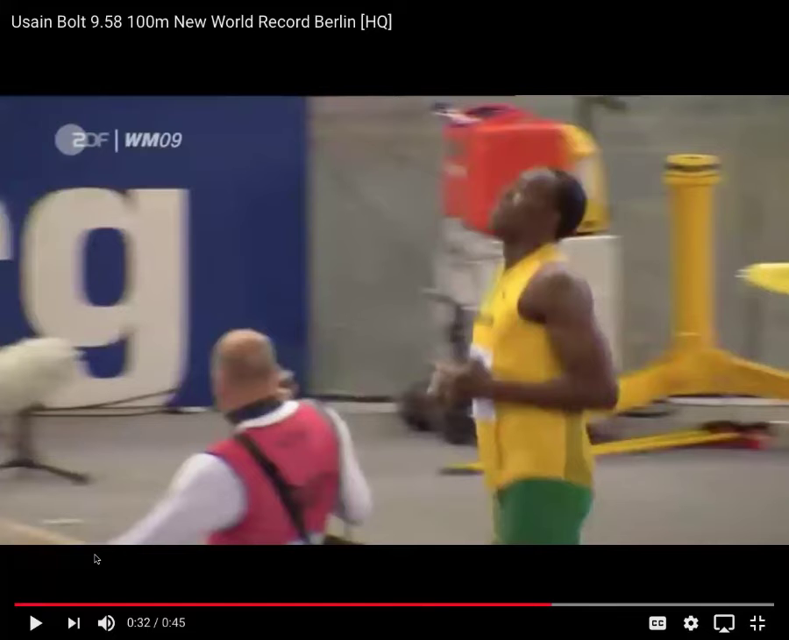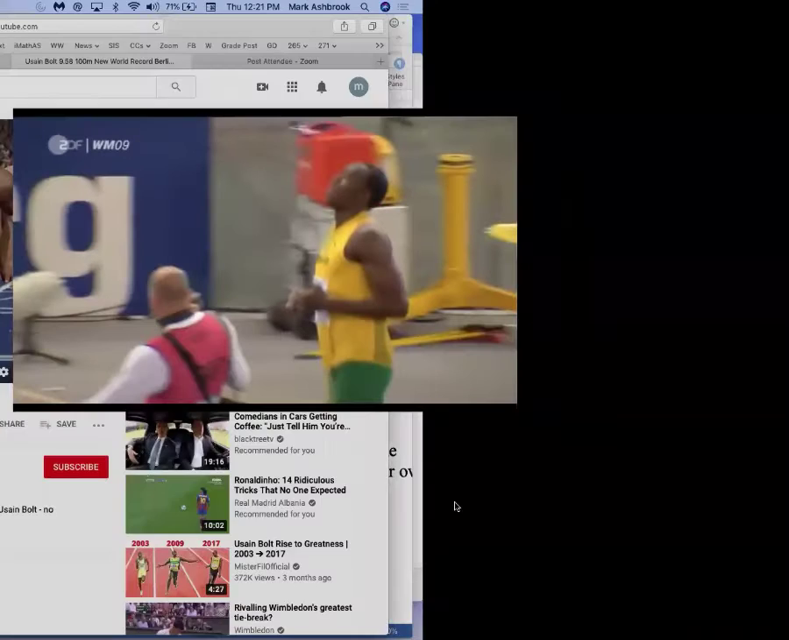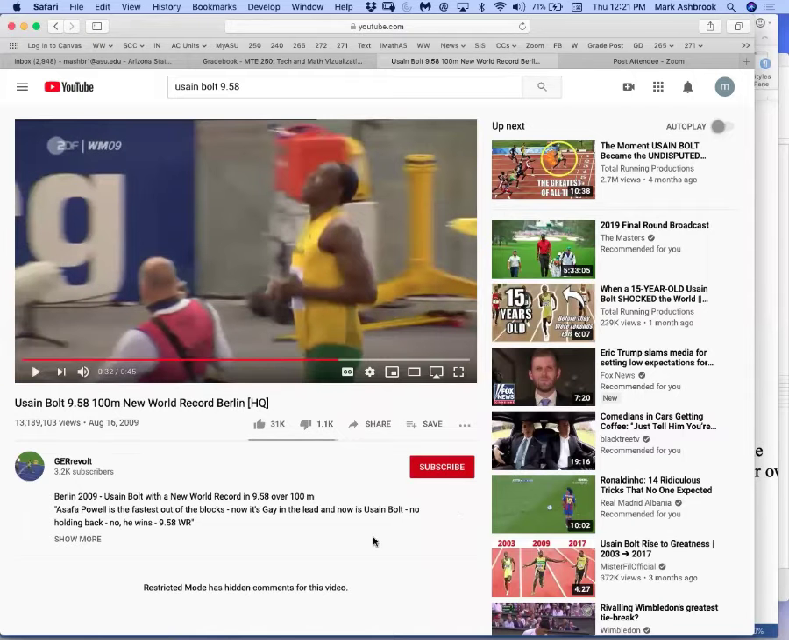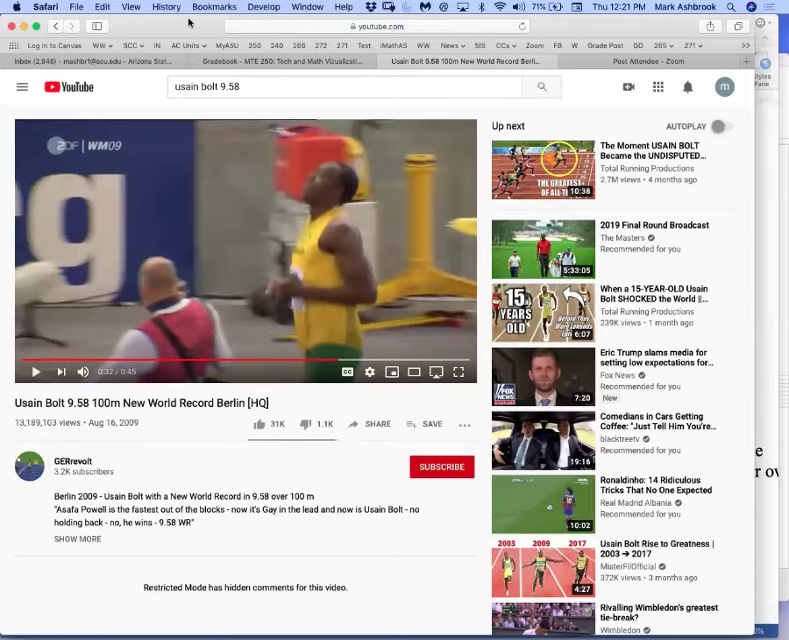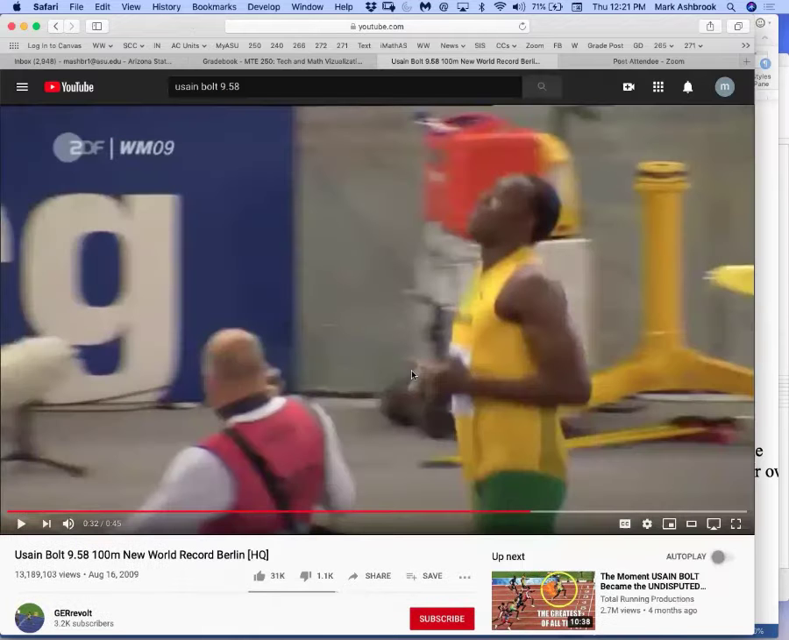Okay, so you may be familiar with Usain Bolt. He's kind of fast. He's faster than me, and he's faster than pretty much everyone. So he ran 100 meters in, what, 9.58 seconds. So my question is to you, how fast did he run? If he ran 100 meters in 9.58 seconds, how fast did he run?